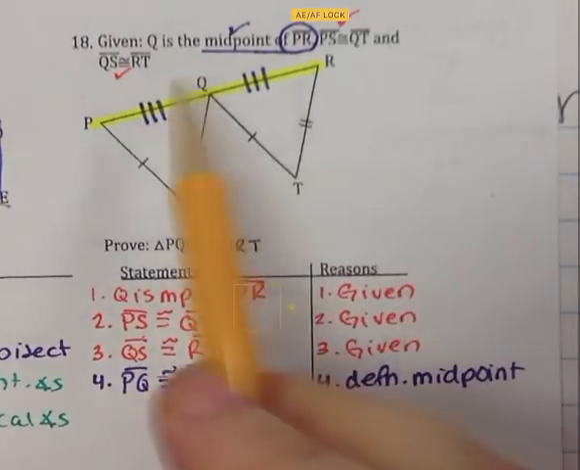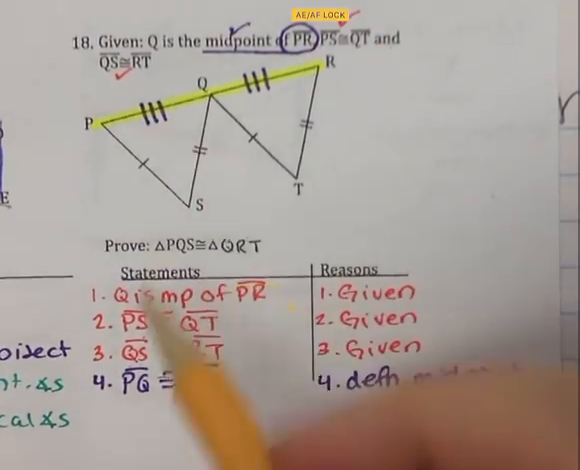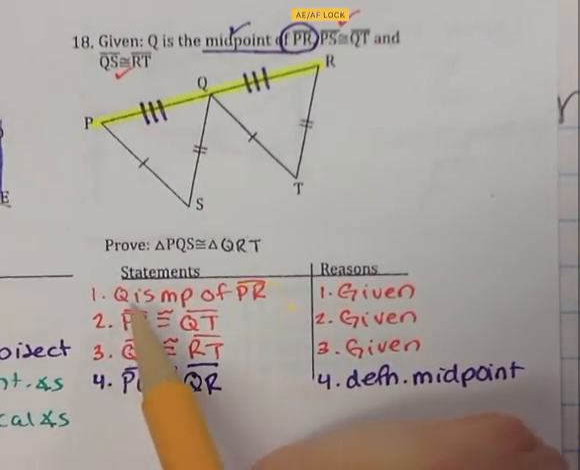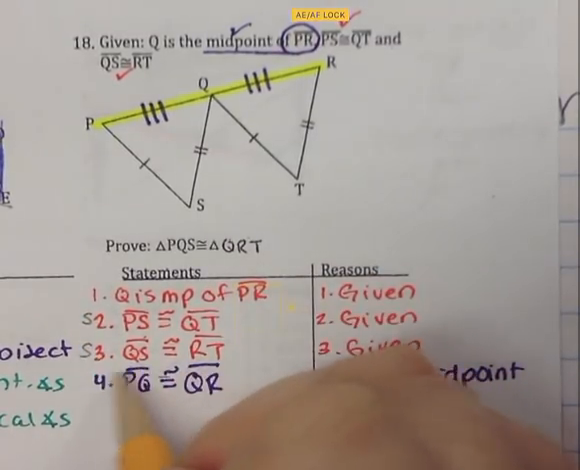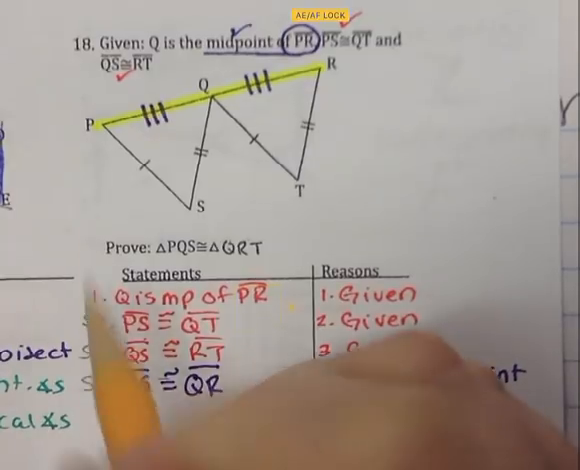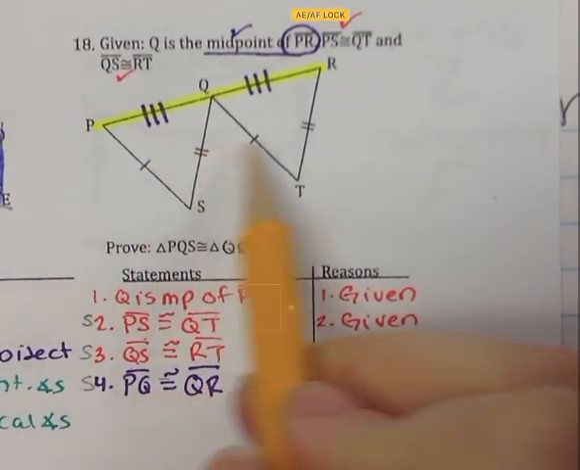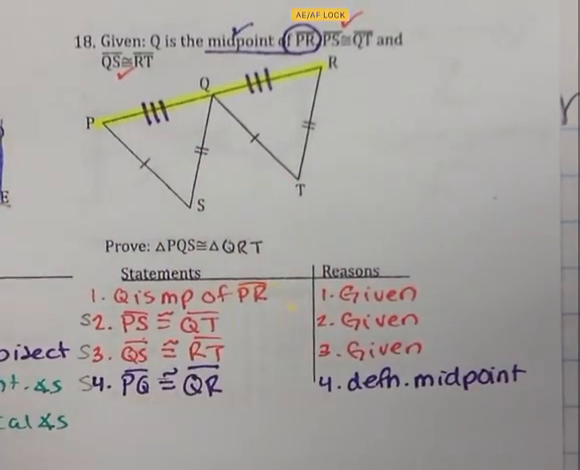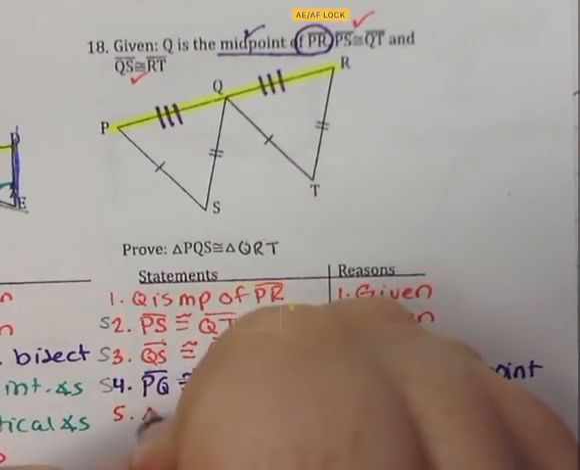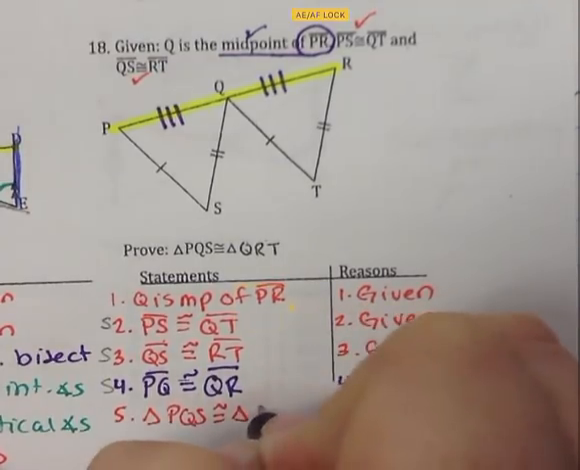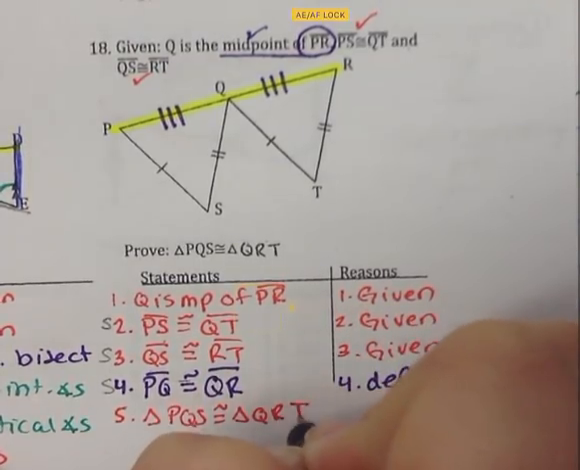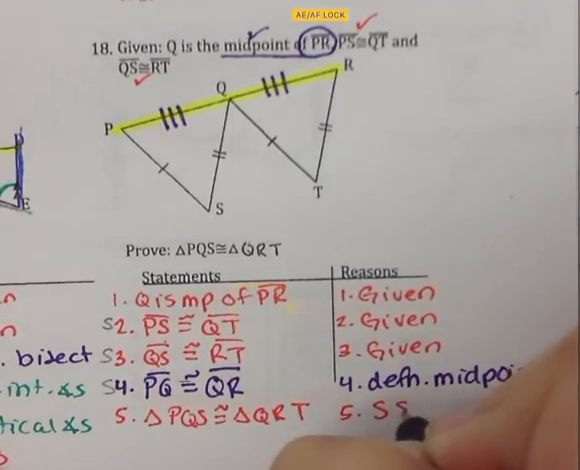Used all my givens. Got 3 check marks, so I have a segment here, so that's an S, a segment, so that's an S, a segment, so that's an S. So 3 sides. 1, 1, 2, 2, 3, 3. So we have side, side, side. So statement 5 is triangle PQS is congruent to triangle QRT because of side, side, side.